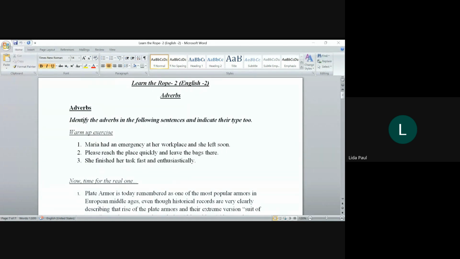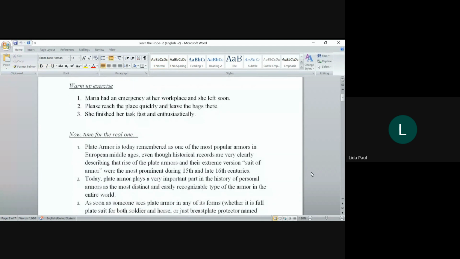What we're going to do is we'll begin with the first activity. This is a sort of warm-up activity for you, just to revise on what we have already done in English 1. And then thereafter, we move to the exercises on viewpoint and other adverbs. Okay, so let's do this one. Please let me know what will you mark as adverbs in the first sentence. Maria had an emergency at her workplace and she left soon.